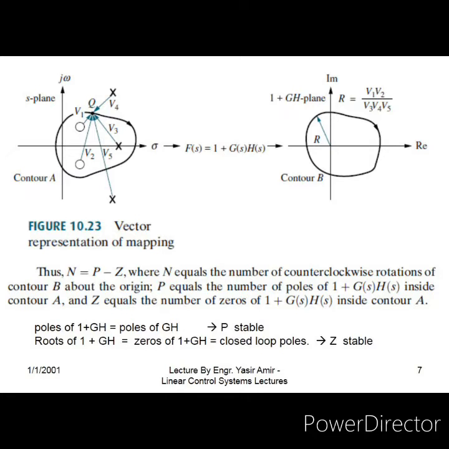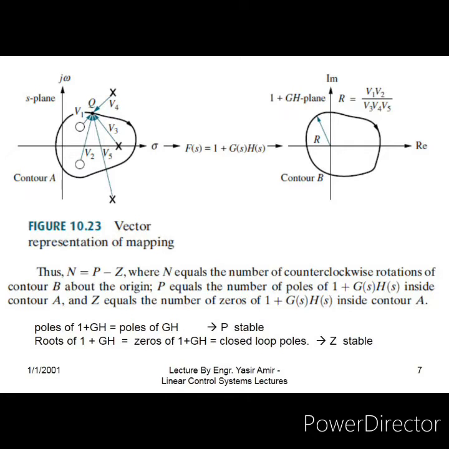Poles of 1 plus GH are equal to poles of GH. When we talk about the stable poles, the poles that are on the left hand side of the j omega axis, they are stable poles. So the poles of 1 plus GH are equal to the poles of GH. The roots of 1 plus GH are also called the zeros of 1 plus GH, and that is equal to the closed loop poles.